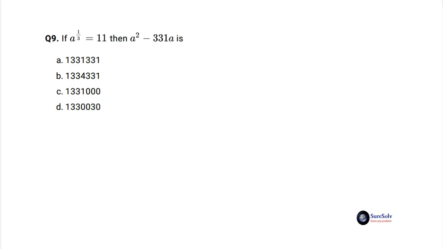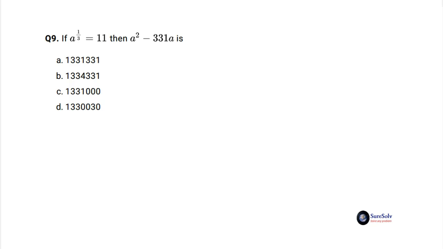Question 9 is, if a to the power 1 by 3 equal to 11, then a square minus 331a is option A 1331331, option B 1334331, option C 1331000, and option D 1330030. For getting the value of a, you have to raise 11 to its cube, which itself is quite large, and then to evaluate a square, you have to raise 11 to the power of 6, which is very large. Would you follow this path?